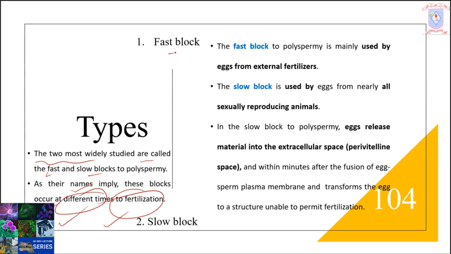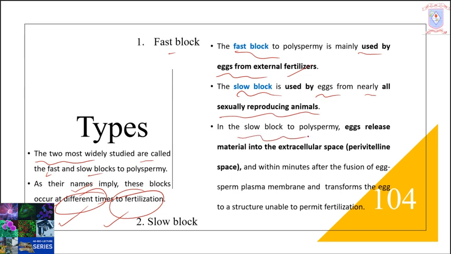The fast block to polyspermy is mainly used by eggs from external fertilizers. So the fast block is exclusive to externally fertilizing organisms. In the case of internally fertilizing organisms, especially mammals, the fast block is not reported. Only the slow block is present in mammals and internally fertilizing organisms. And the slow block is used by eggs from nearly all sexually reproducing organisms. So the slow block is common to externally and internally fertilizing organisms.